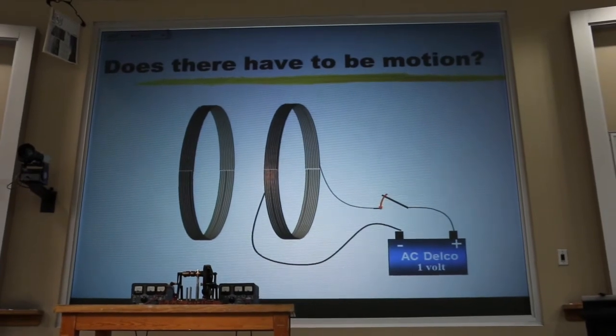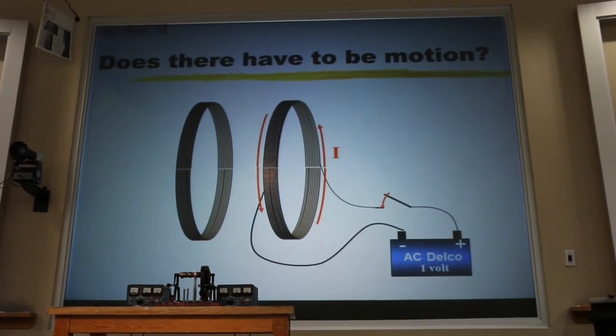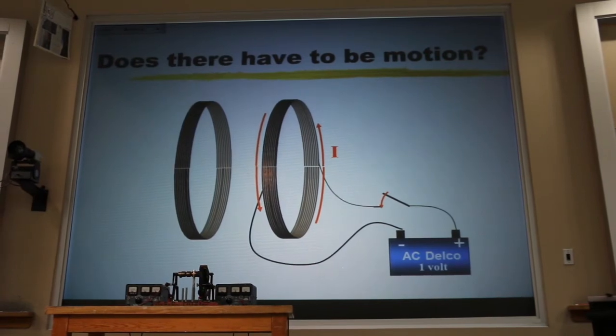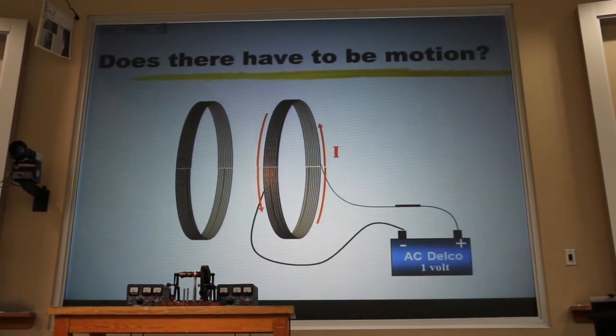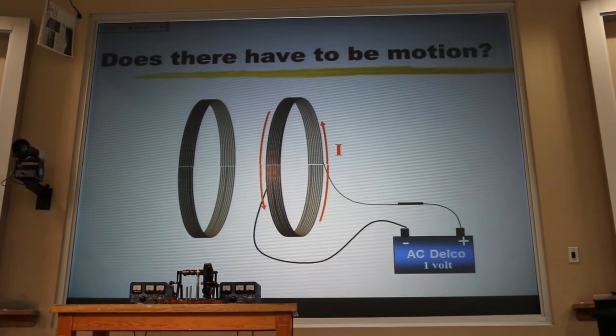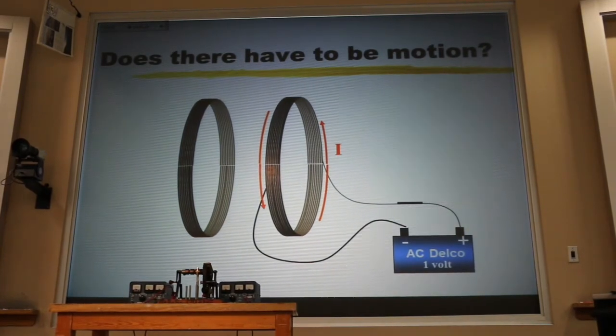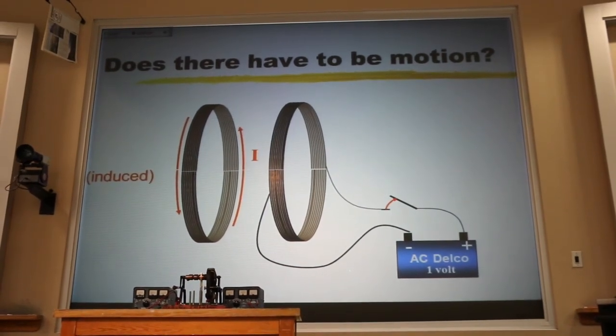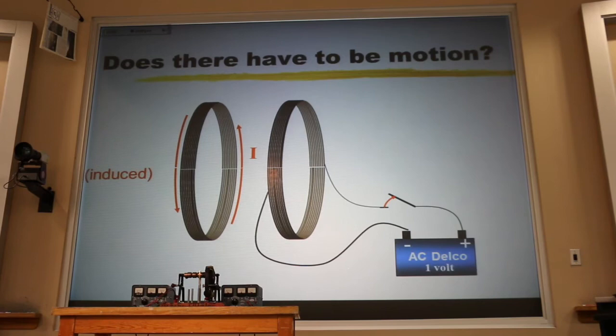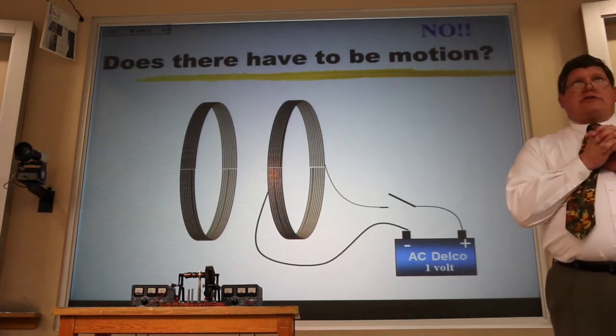Here's a summary of that little experiment. You close the switch. That gives you current in the primary as long as the switch is closed. We immediately see an induced current in the secondary that quickly goes away, even though I've still got current in the primary. And there's no induced current until I change that current in the primary by disconnecting it. And then I get a brief spurt of induced current the opposite direction from what it originally was. And then it goes away. So the answer seems to be no. These coils were not moving relative to each other.